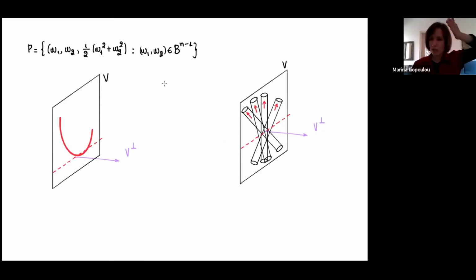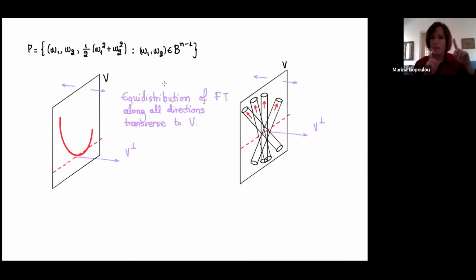And because of this localization of the frequencies, I have, by some uncertainty principle, that the mass of the operator of the Fourier transform is equidistributed in directions transverse to V. And that's why things work for the paraboloid very well.